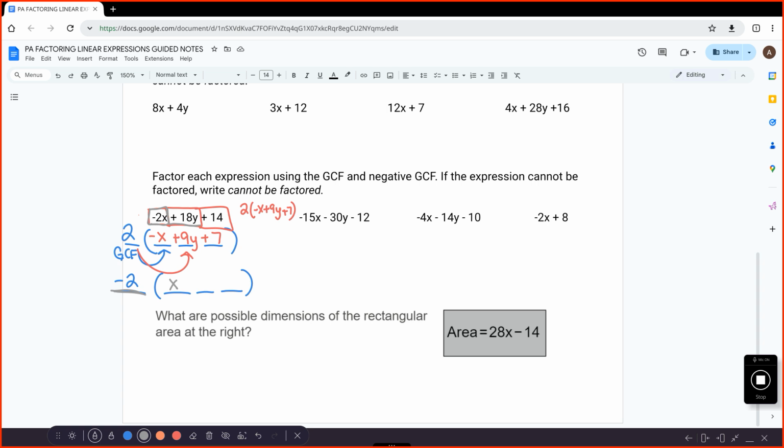Then we have 18y divided by negative 2 gets you negative 9y. And then you have positive 14 divided by negative 2 will get you negative 7. So your second expression after factoring out the negative GCF would be negative 2, x minus 9y minus 7.